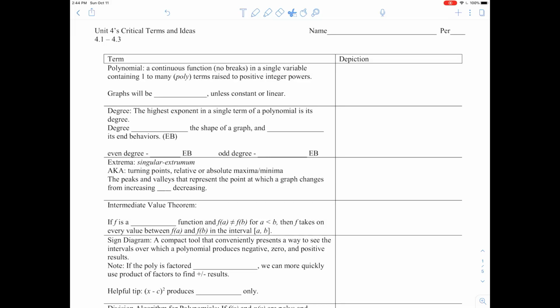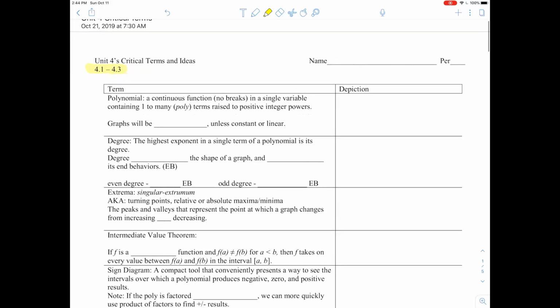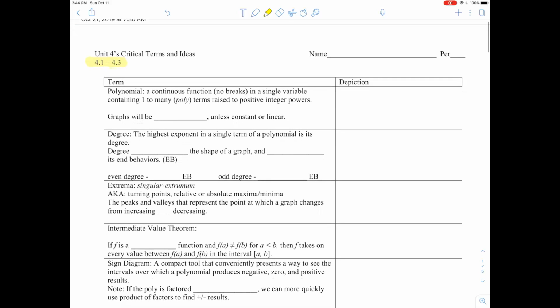Okay, so this page right here, we're going to fill out as we go through all of these different objectives in Unit 4. Unit 4 is a study of polynomials, and these are all the critical terms and ideas. It would be a great reference sheet when you're doing your quizzes, and if I give you a test, it would be a great thing to use and have out.